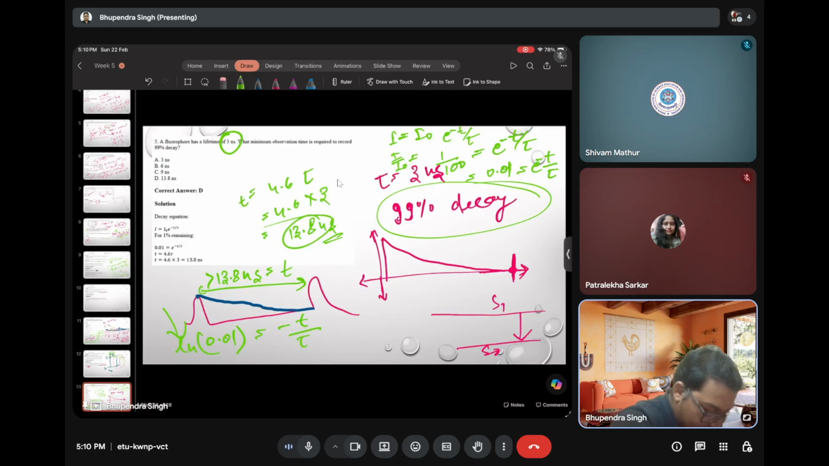minus of ln 0.01 will turn out to be 4.6. So t by tau, and you will get t equal to 4.6 into tau. So this will be your correct answer, option D.